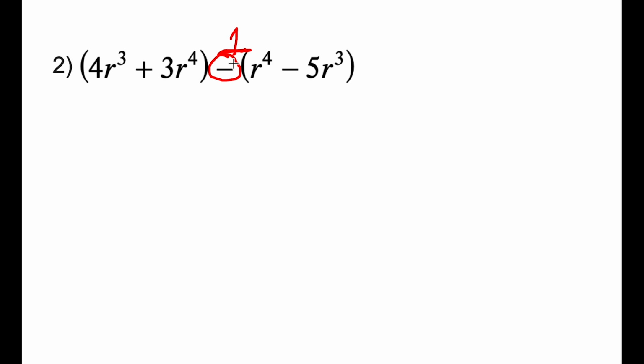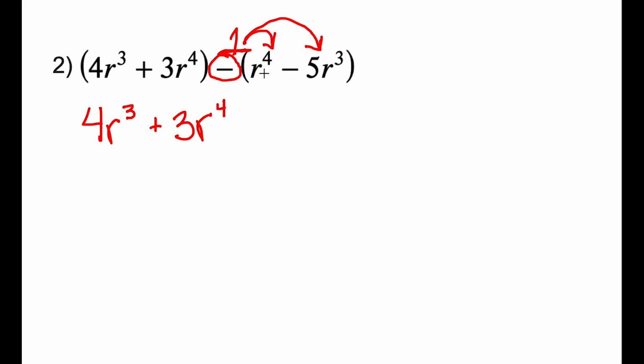And as we discussed before, that means I will be distributing a negative 1 to each term inside this set of parentheses, essentially changing their signs. No coefficient is in front of here, so the first set will remain as is. 4r cubed plus 3r to the fourth. This is where we distribute our negative.